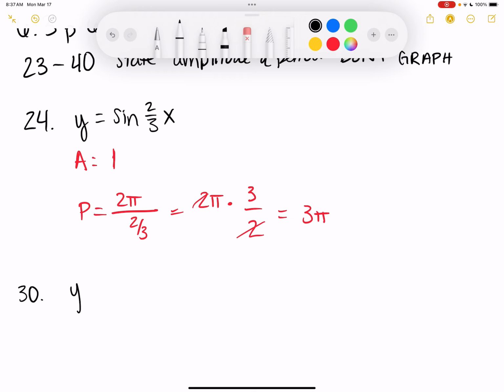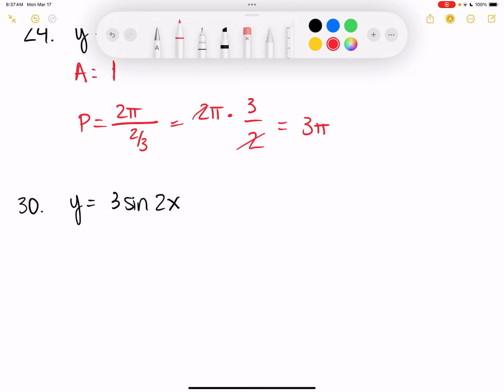Y equals 3 sine of 2x. And just a reminder, if these change to cosine, it wouldn't change anything about the amplitude and period. It just changes where the graph starts. So, I feel like this is really blurry. All right, so what would the amplitude be here for number 30? Yep, 3. Then my period is 2 pi over this number, so over 2, which just reduces to pi.